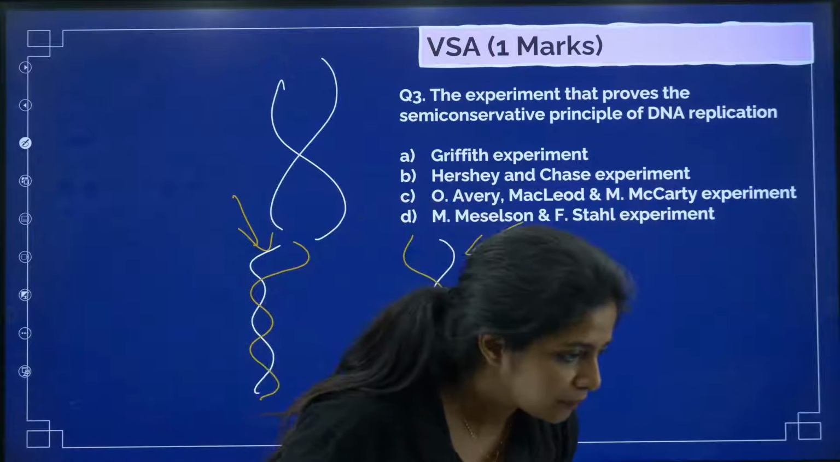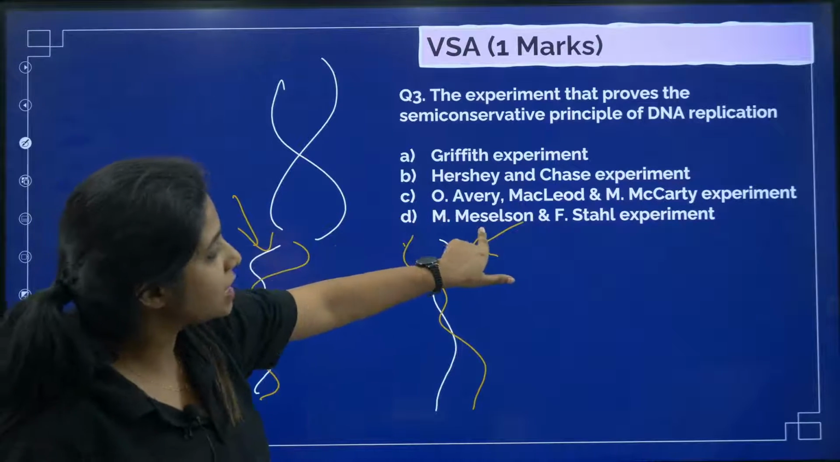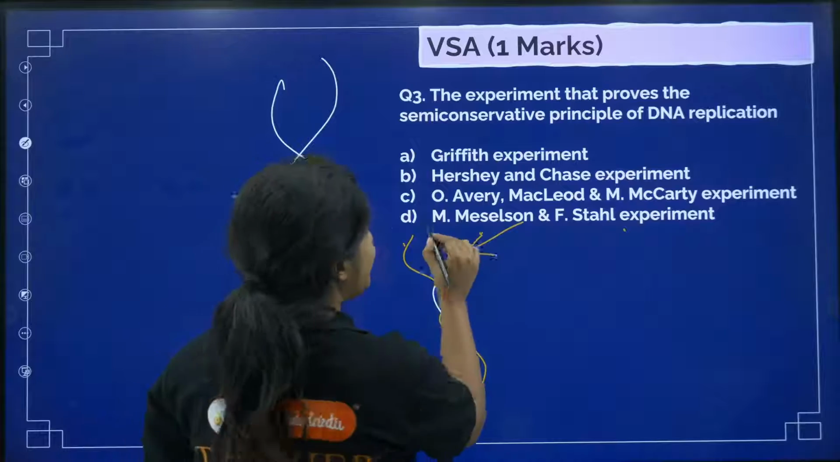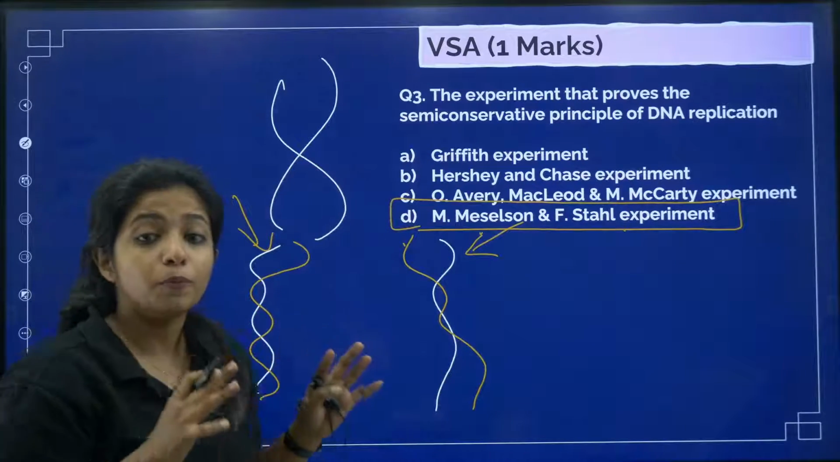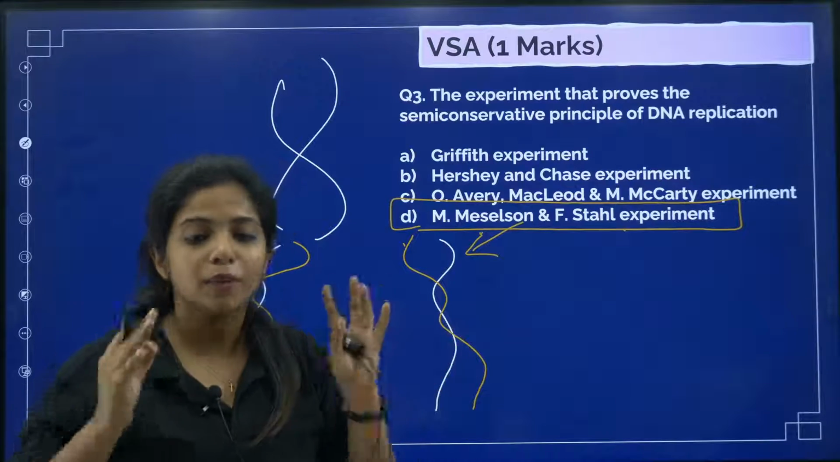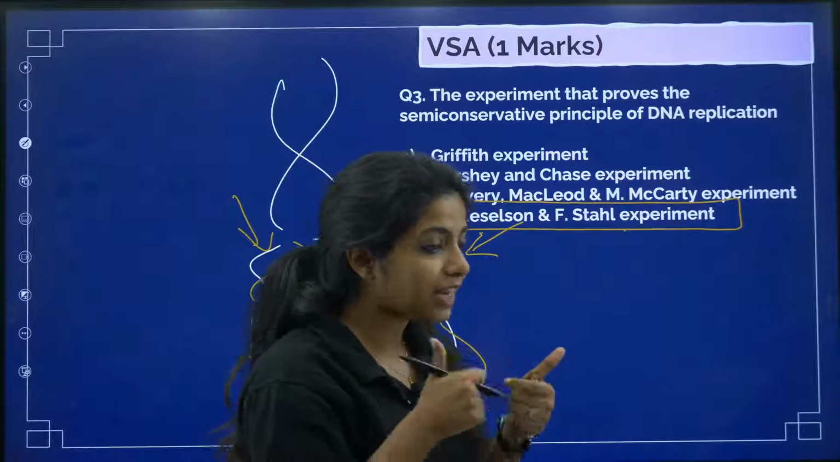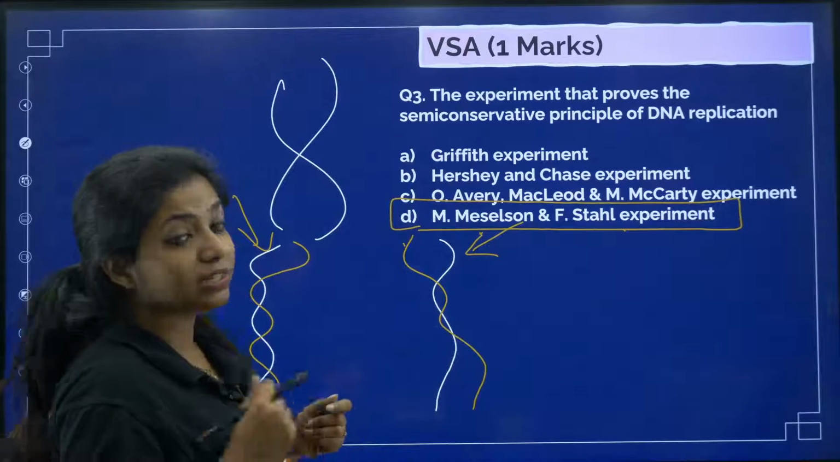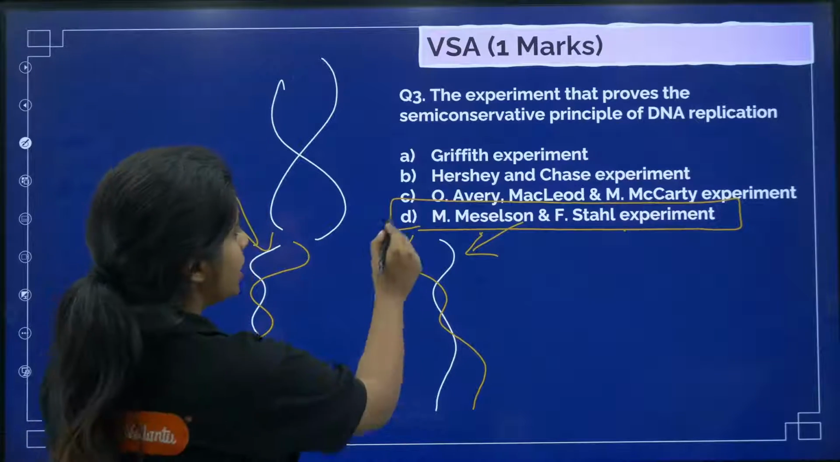The answer is D. Let's see. Is the answer D? Meselson and Stahl experiment, exactly, my dear children. The Meselson and Stahl experiment was done to prove that there is a semi-conservative method of replication in the DNA. So you are absolutely correct. And can you tell me on which organism they did the experiment? That is also a question that could come, which is why I'm asking. So D is the answer.